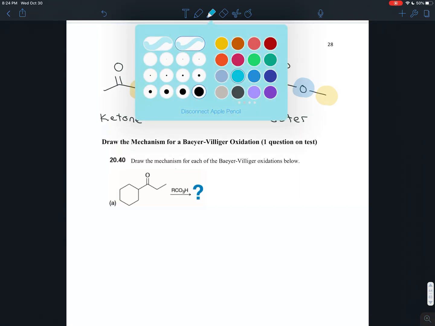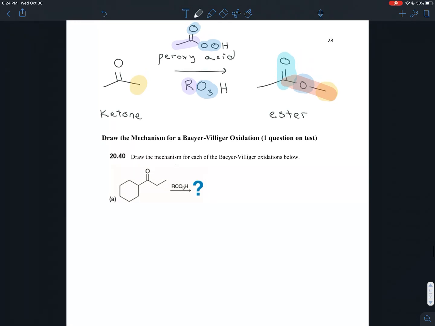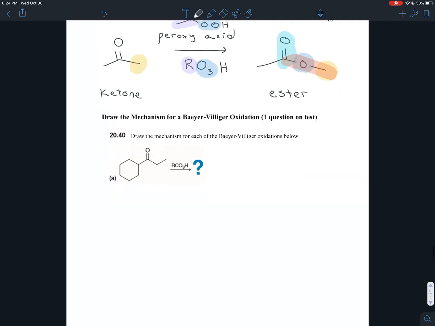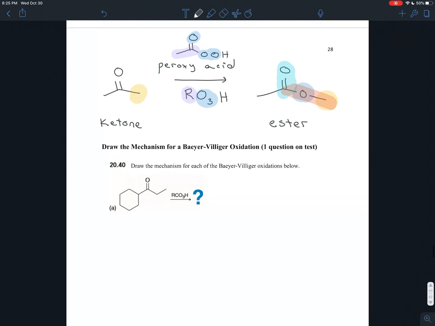An ester is when you have the carbonyl, and then on one side you have an ether. So a carbonyl with an ether right next to it is an ester. And that's what these Baeyer-Villiger oxidations do. You can remember it's an oxidation because you're forming new bonds to oxygen. You're increasing the number of bonds to oxygen in the molecule. And that's hinted at by the huge number of oxygens in your peroxy acid reagent.